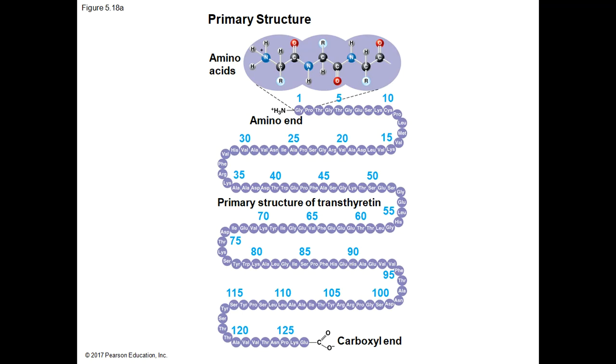So here you go, you're looking at primary structure. You can see after it comes out of the ribosome, your polypeptide has a unique sequence of amino acids, and it's that unique sequence that gives it the primary structure. Again, you can see the amino end and the carboxylic acid end, or the N terminus and C terminus.